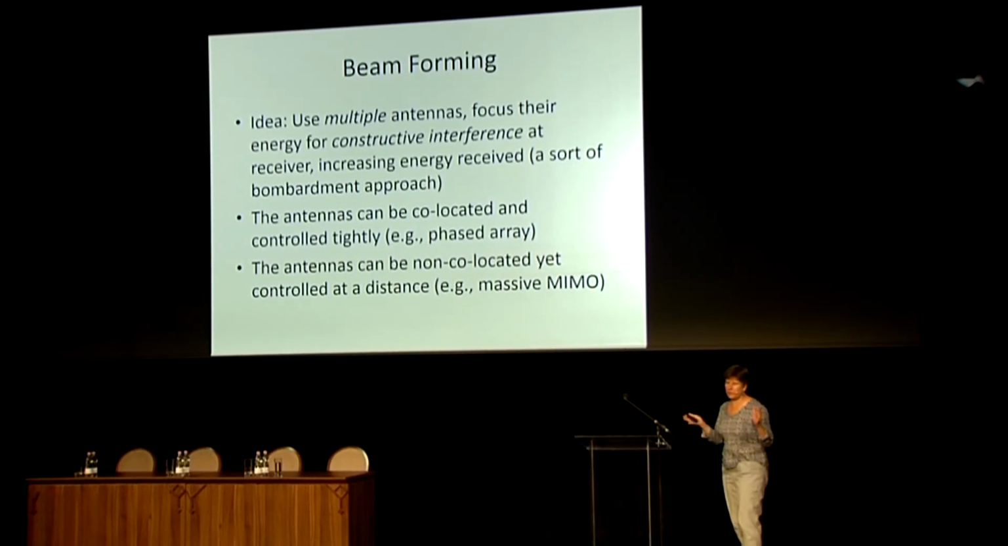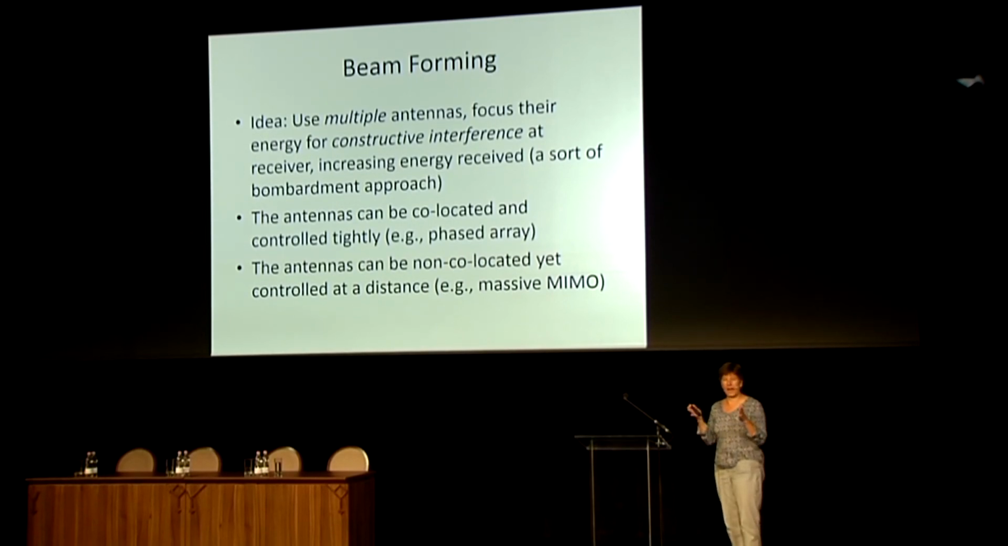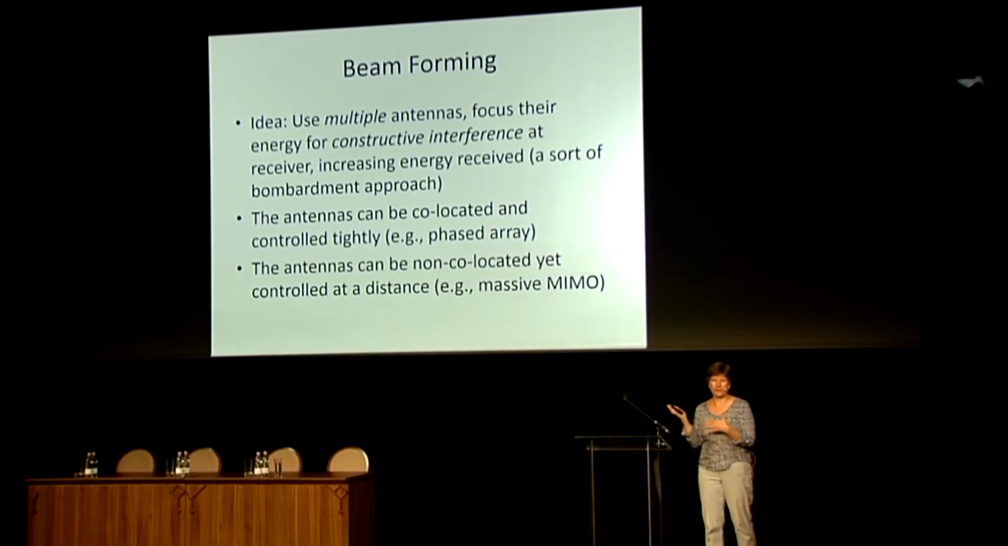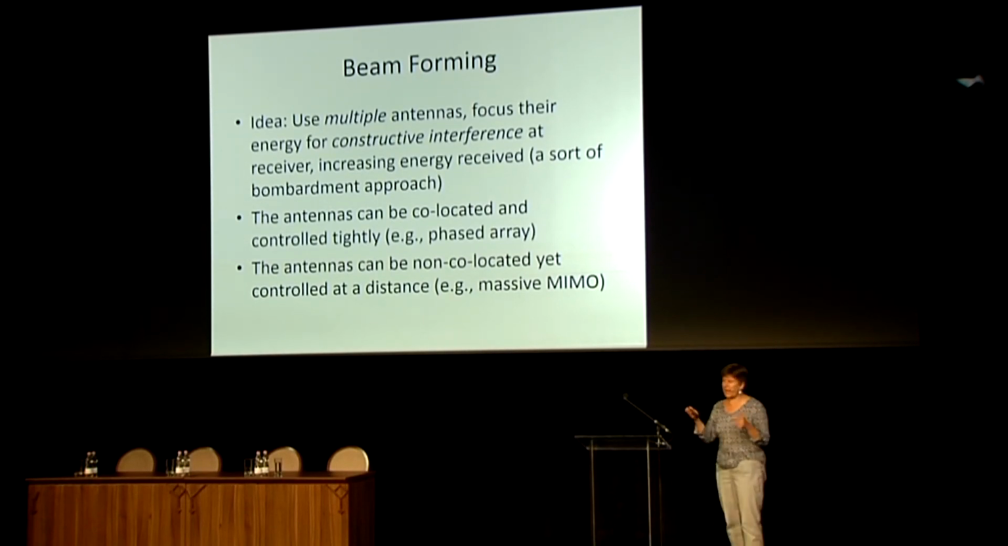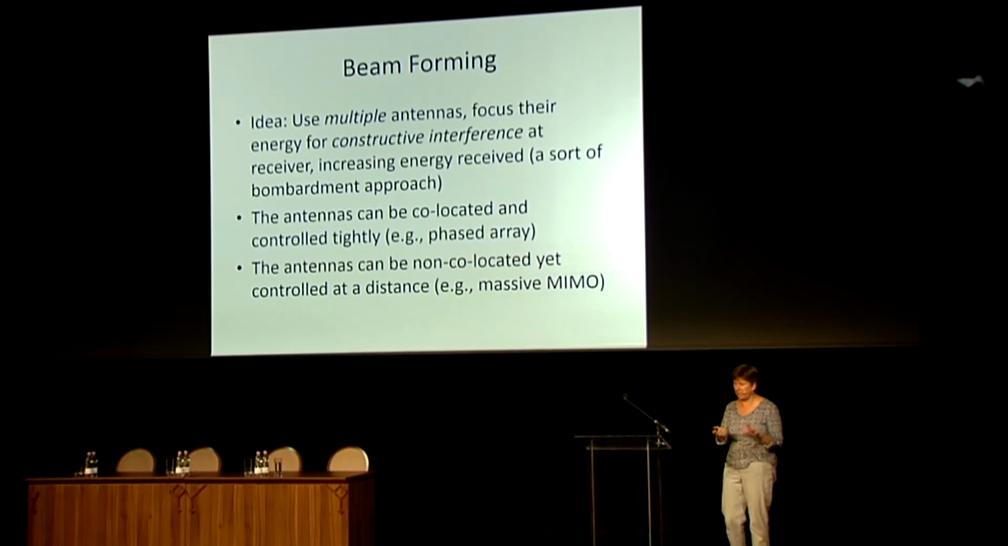And you can face this problem of wanting to do beam forming in settings where the antennas are co-located and tightly controlled, and phased arrays are an example of that, and I'll show you that in a minute. Or they can actually be not closely located, and you can still want to coordinate their directionality and their phases so that you get this constructive interference. And Massive MIMO is an example of this non-co-location. One of the papers in the session is about massive MIMO, and more specifically about distributed, truly distributed massive MIMO.